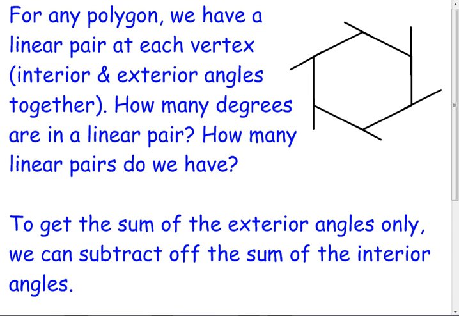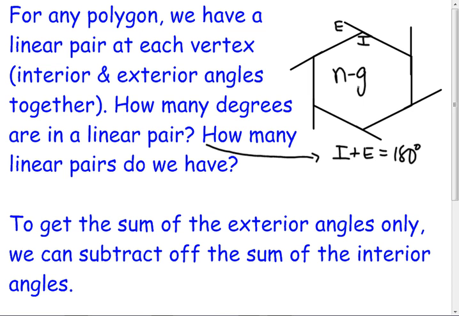For any polygon, we have a linear pair at each vertex. Now, this doesn't matter if it's regular or not. So here's the external, here's the internal. And how many degrees in a linear pair? What's I plus E? That's 180. Okay. So I know I have a hexagon here, but let's say we have an n-gon, any number of sides.